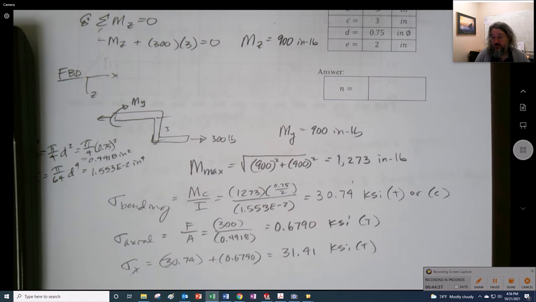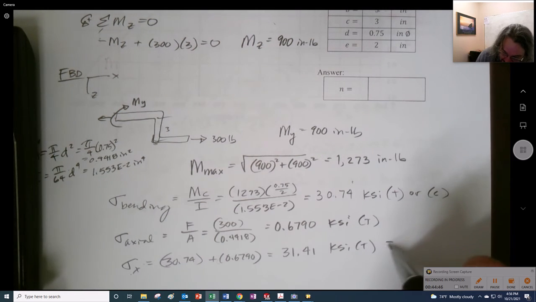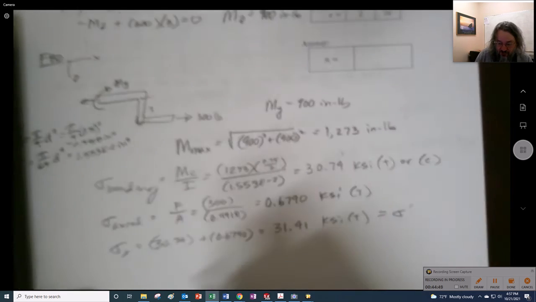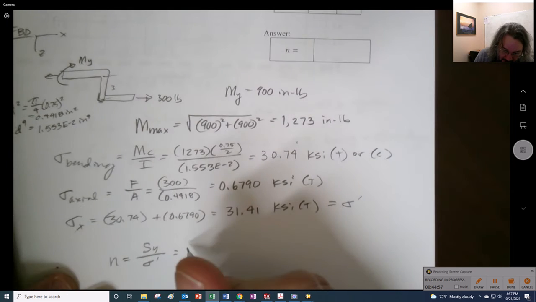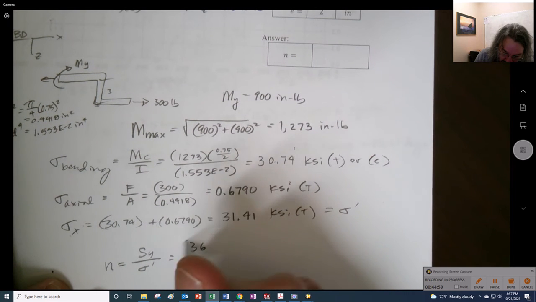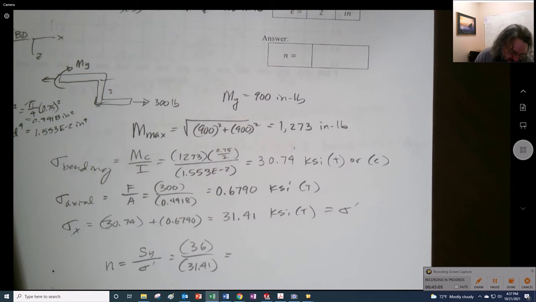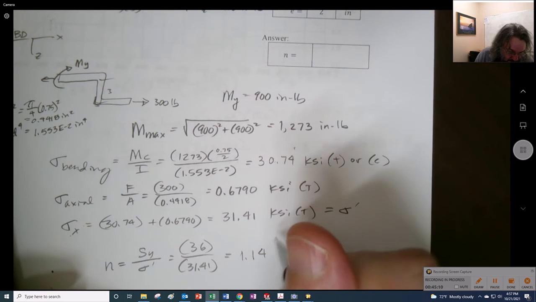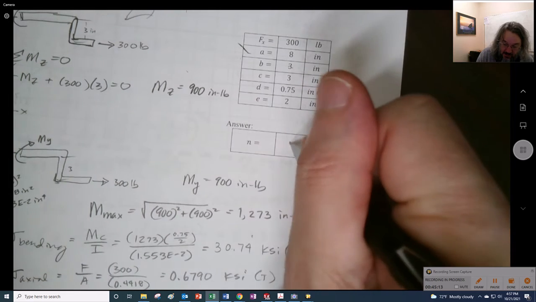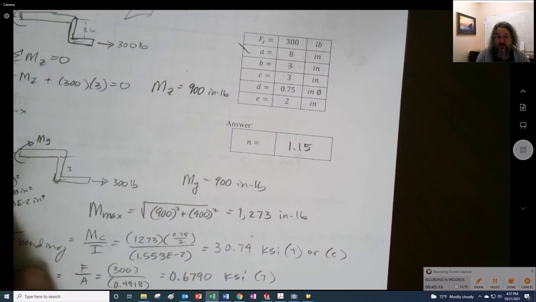Now, a trick here is I asked for the distortion energy theory, but there's no shear. So this is equal to the von Mises stress. Tricky guy. I just wanted to see what you would do. So the yield strength divided by the von Mises, we end up with 36 divided by 31.41, and I get 1.146, aka 1.15. I don't want anything more than that.